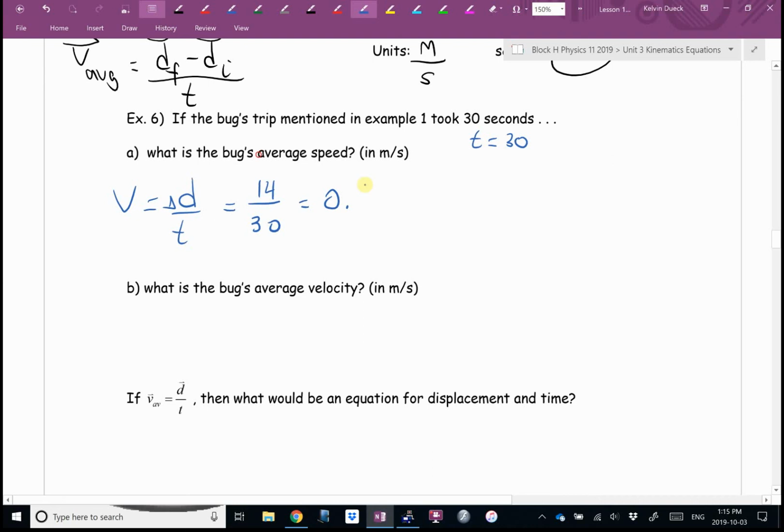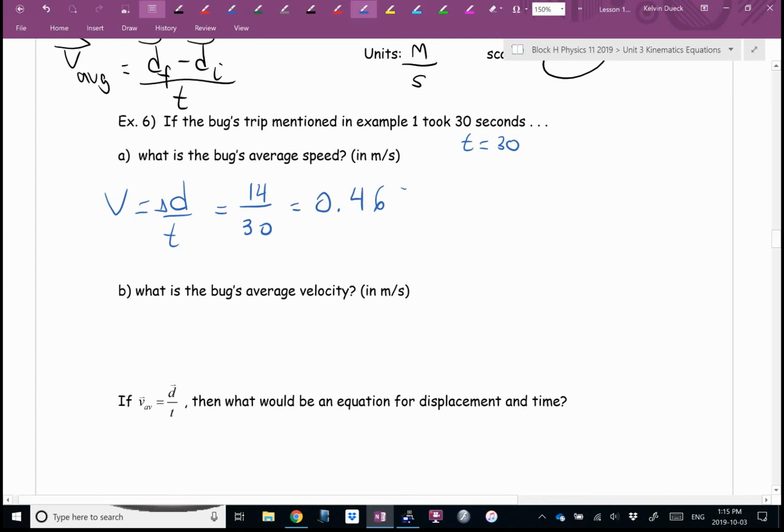I'll give you a hint. There's going to be a 4. There's going to be a 6. I need one more digit. 7 or 6? You round properly, which in this case is round up. Units? Meters per second. Direction is none. Trick question. This is speed. How fast was this bug traveling? Little less than half a meter per second. 0.467 meters per second.